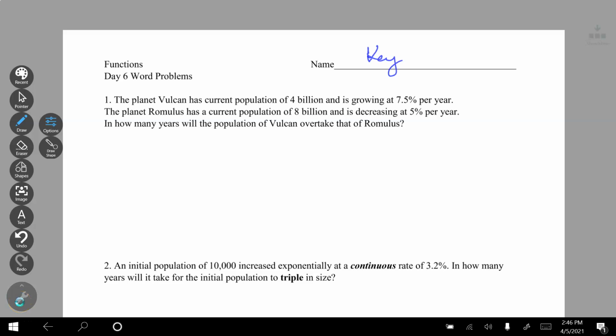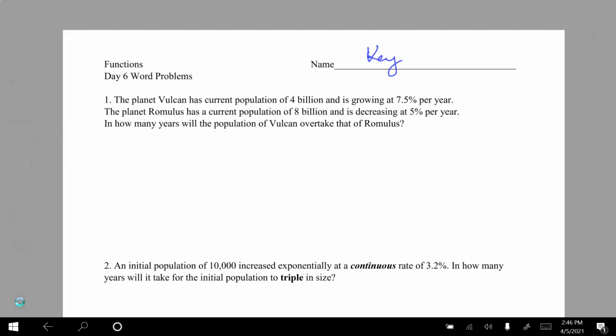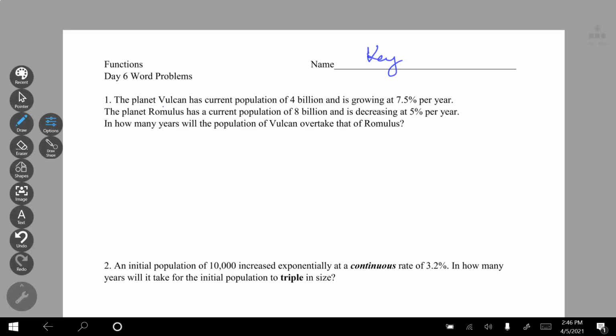Welcome to day 6, word problems. We've been doing word problems throughout this unit, but I really want to focus on them today. They're a big part of what I want to do in this unit. They're going to be a big part of your test later this week. So let's write an equation.